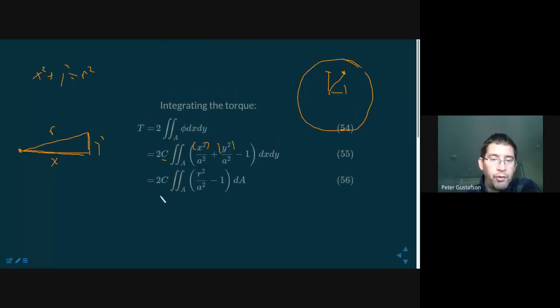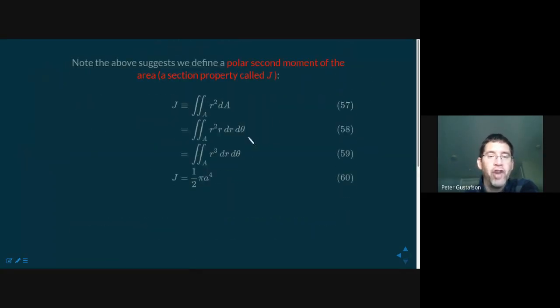This is an interesting equation, and it actually is suggestive of something you've probably heard of, but maybe didn't really pull all together until this point in your careers. And that is this term, which we have called J. It is a property of the cross section. By name, we call it the polar second moment of the area.